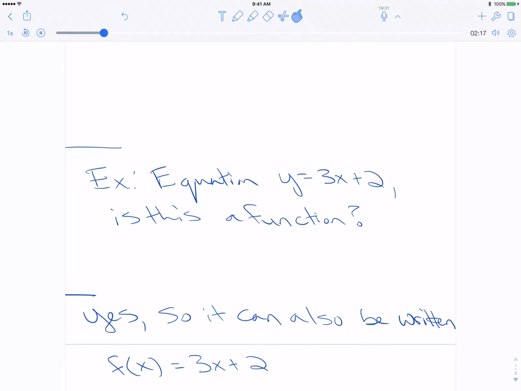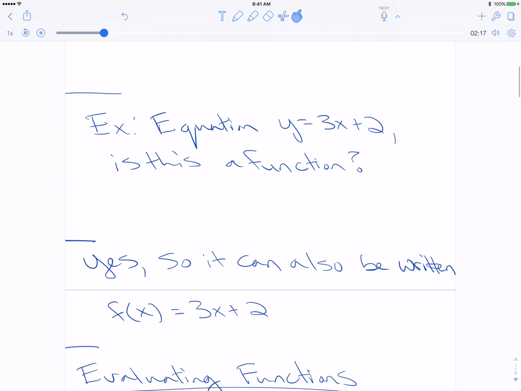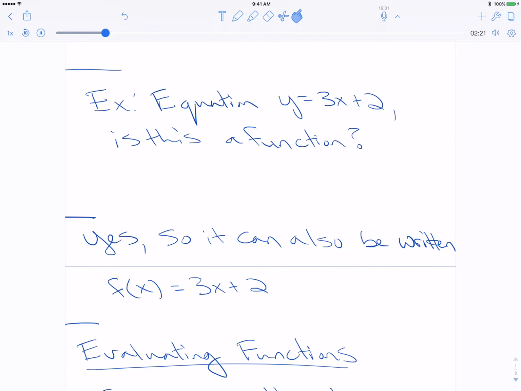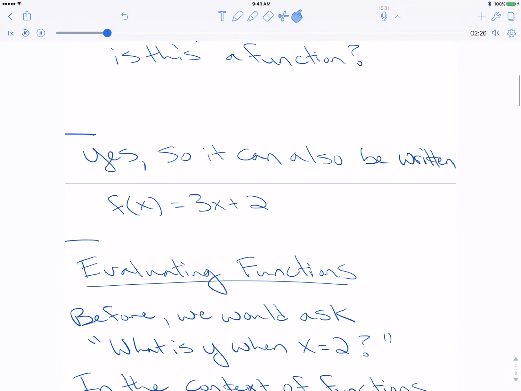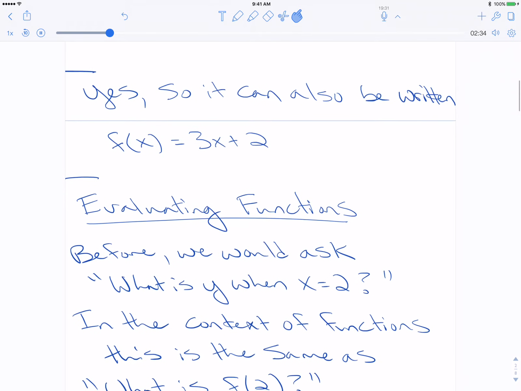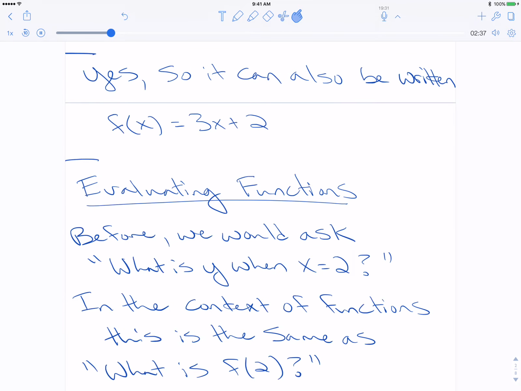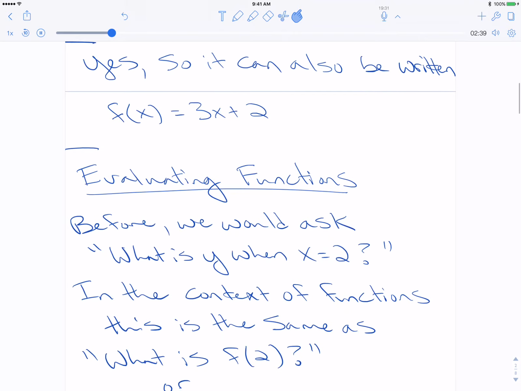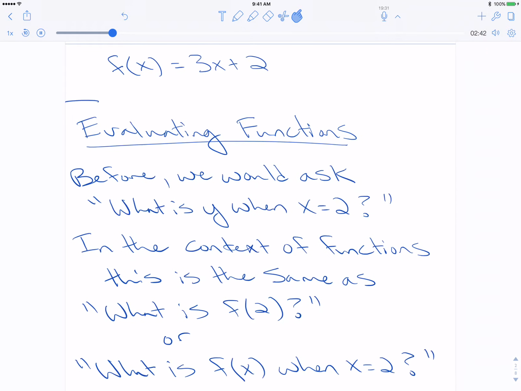The natural next step is to look at evaluating these functions at particular values. Before we might have asked, what is y when x equals 2? And you would have substituted that into the equation. Whereas now, if we're talking about functions, we can ask what is f of 2? What is our function evaluated at 2? Or, in the same context, what is f of x when x is equal to 2?